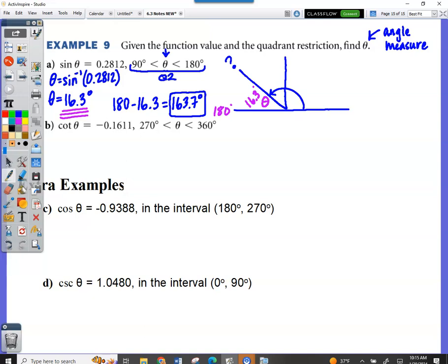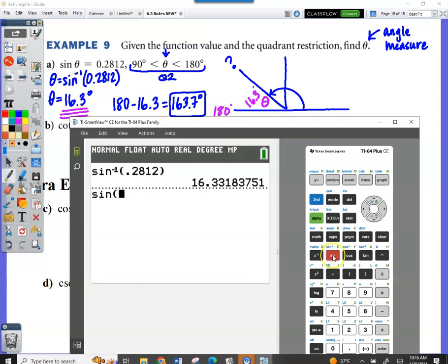But what's nice about this is, everybody go to your calculator and type sine 163.7. What do you get? You get 0.2812. Well, remember we did cut off a value. I got the 0.28. So it's a little off because of where we rounded. It's not going to be perfect. But it should be close enough that you can look at it and be like, okay, then I did that right. So there's a layer of checking your work here.